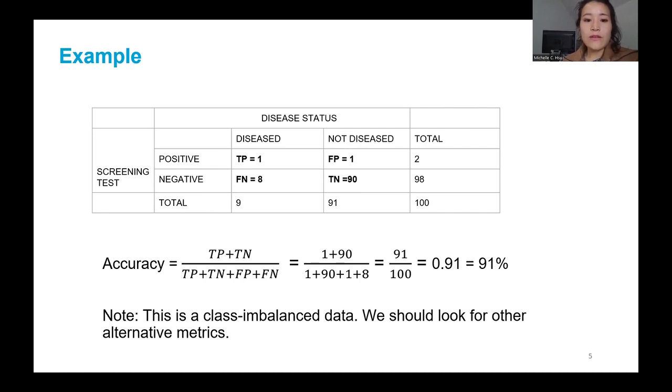what is called a measure of agreement, kappa, or Cohen's kappa, which adjusts for how much agreement by chance you would have here. Next slide.